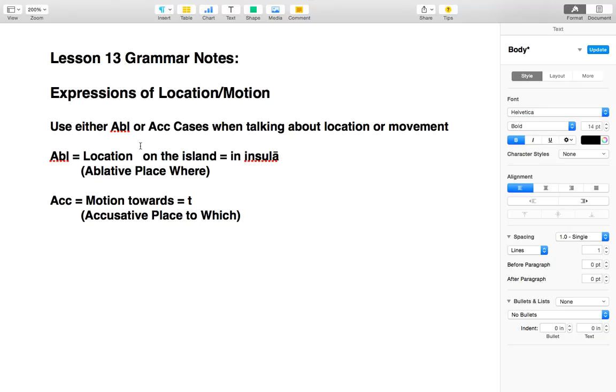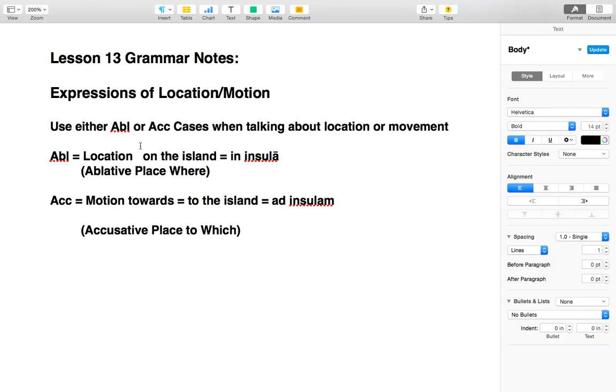So if you said to the island, in Latin that would be ad insulam. And if you said into the island, you dove into the island, there's a hole in the sand. Into the island would be in insulam accusative as well, because it's motion into.